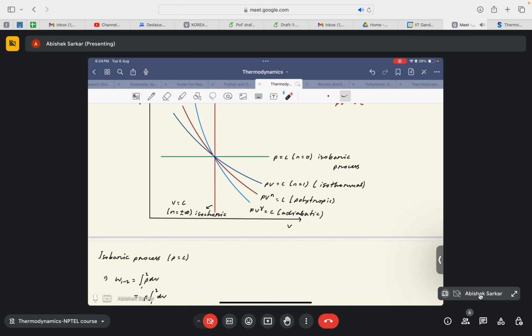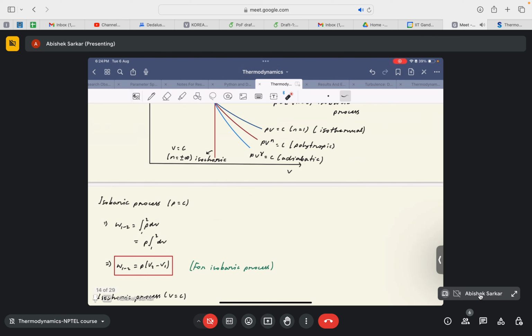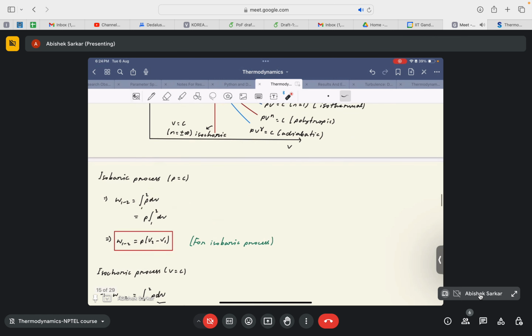Now, after knowing these different types of PdV processes, we will see how we can derive the expression for the work interaction for this PdV displacement work, or PdV work. PdV work or displacement work can be used interchangeably, so I am just using that. For an isobaric process, that is a constant pressure process, the work done from point 1 to 2 can be evaluated using this standard equation for displacement work, or PdV work.